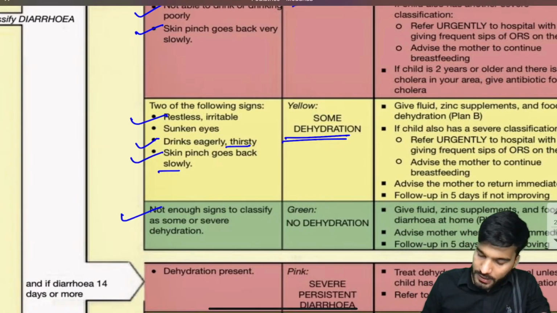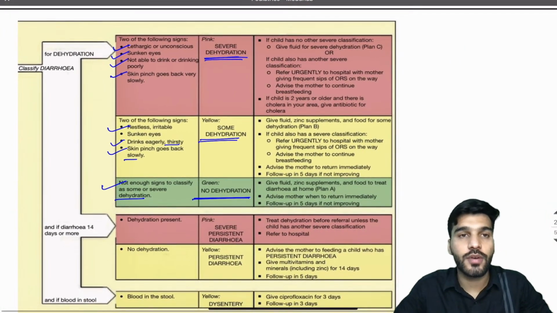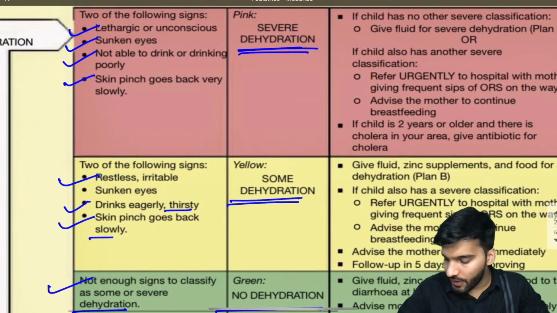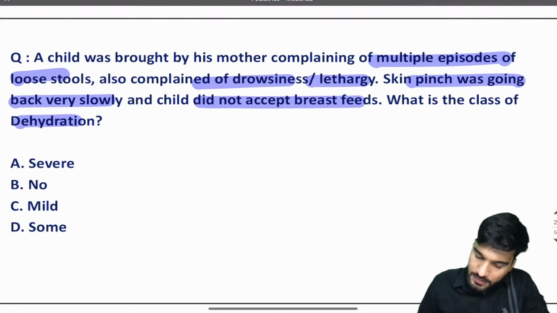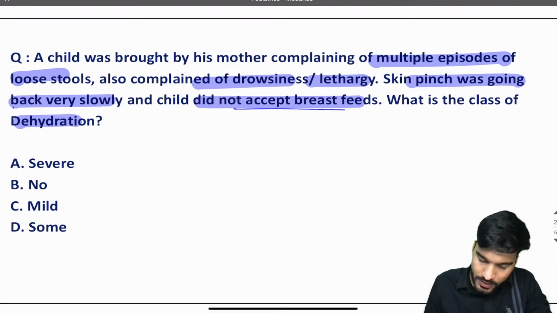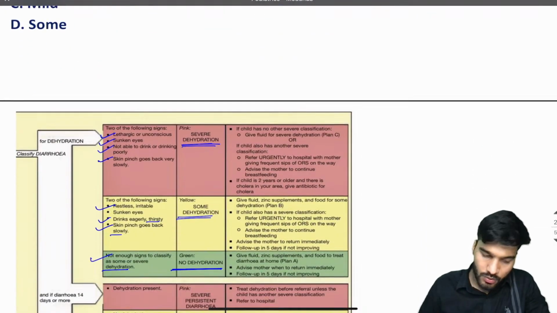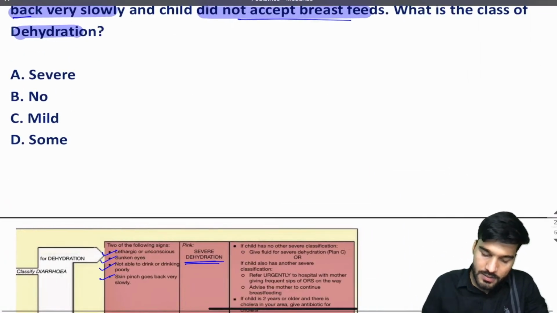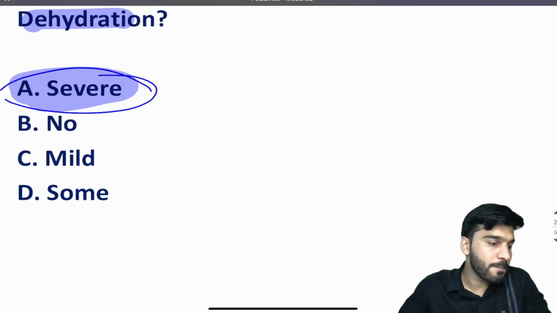And if there are not enough signs to classify as some or severe dehydration, it is no dehydration, which is green color. So we have severe dehydration, some dehydration, and no dehydration at all. Now in this given question, the child did not accept the breastfeeds, the skin pinch was going slowly, and the child was lethargic, so it is going to be severe dehydration.